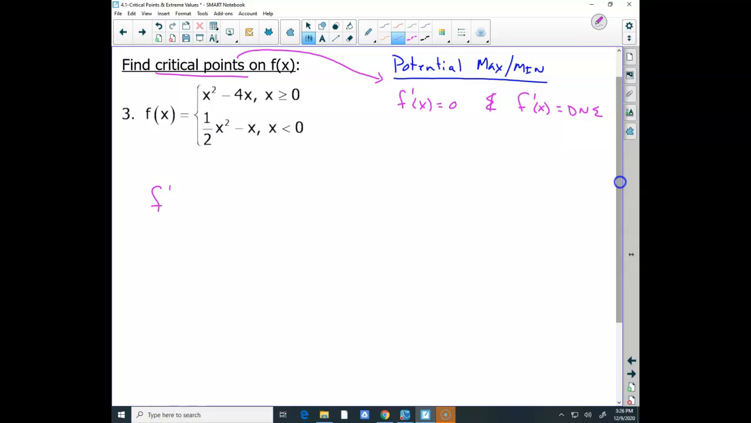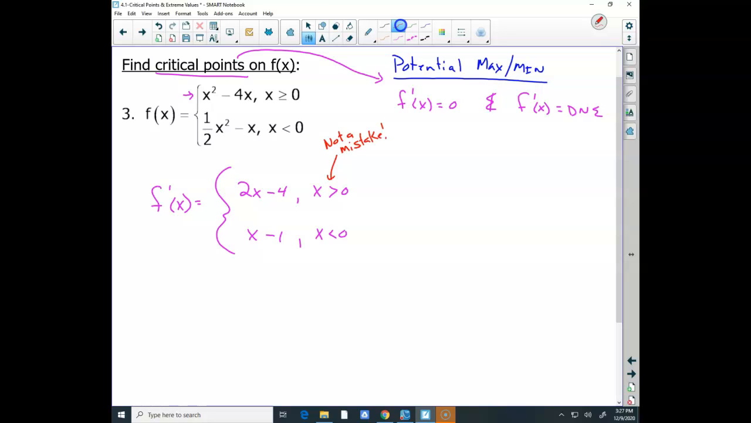I can say f prime of x equals, well, the derivative of the piecewise function is just simply the derivative of each piece. Well, the derivative of my upper piece here, that's going to be 2x minus 4, and that's for x greater than 0. And the bottom piece is going to be x minus 1, and that's for x less than 0. And just so you know, I'm going to quickly point out, this is not a mistake.